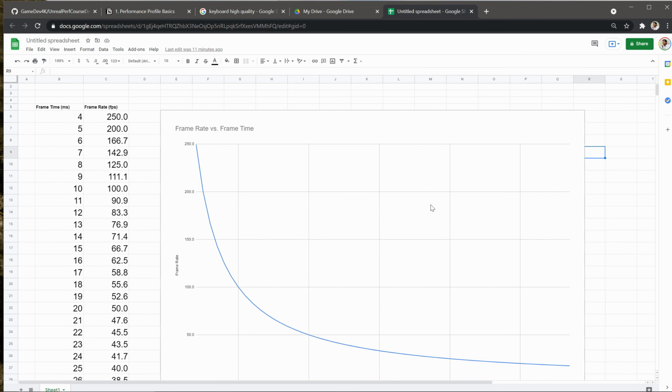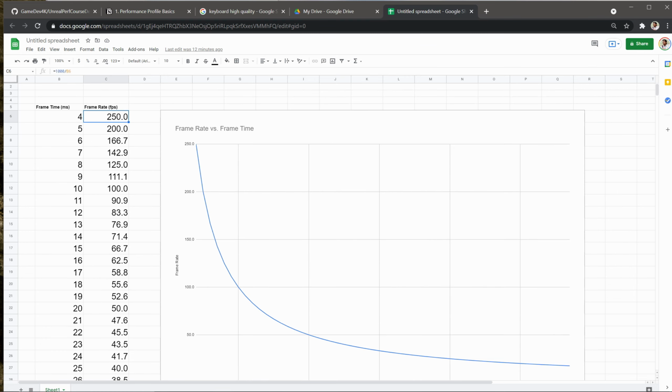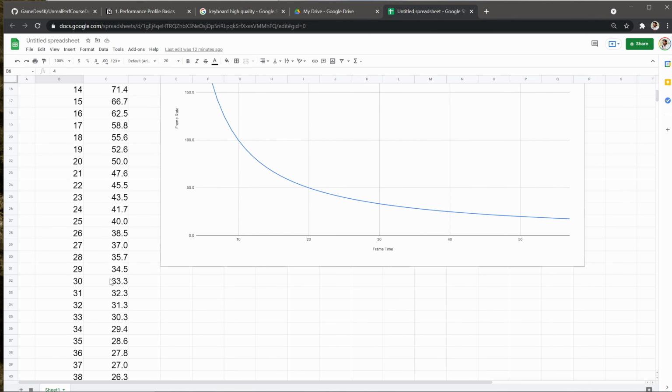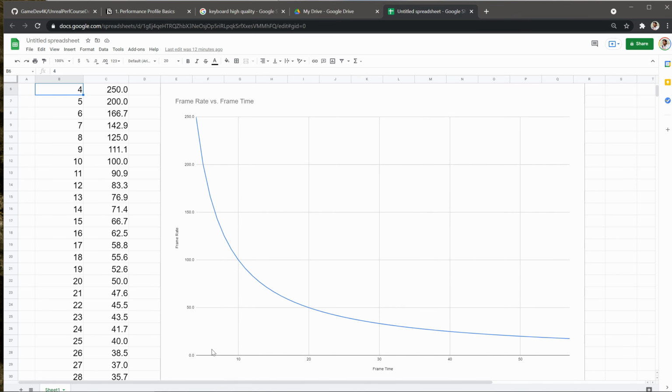The next thing is to understand the relationship between frame time and frame rate. In a single second, there are 1000 milliseconds. If one frame takes around 4 milliseconds to render, then we have 250 frames per second. You can see there's a curve. When we start with the lowest frame time, we have higher frame rates, but then it gradually decreases like that. This curve is really important.